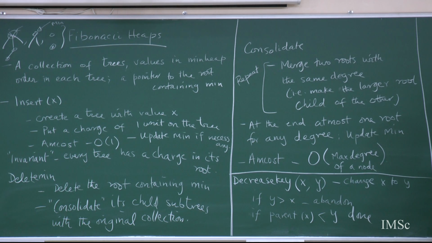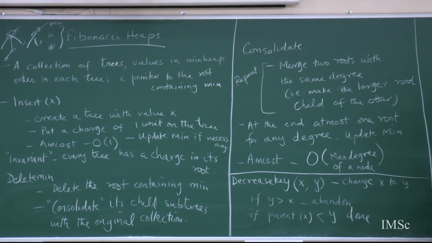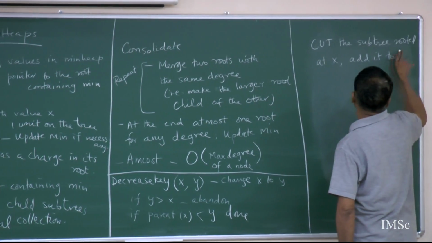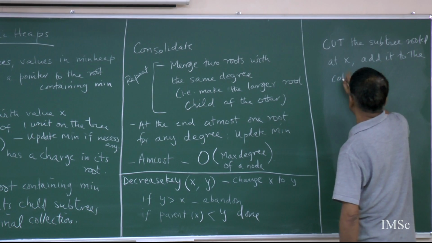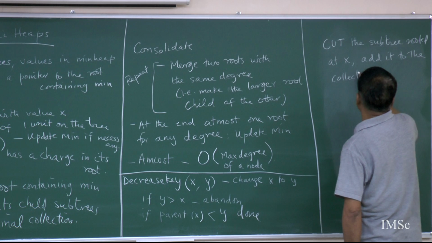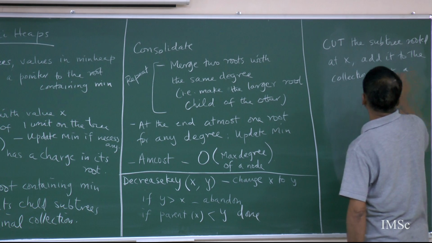Otherwise, we don't want to go up the tree and do all that, because that's going to take log n time. So what we are going to do is the following. Cut the subtree rooted at x. Add it to the collection. Put a charge of 1 unit.